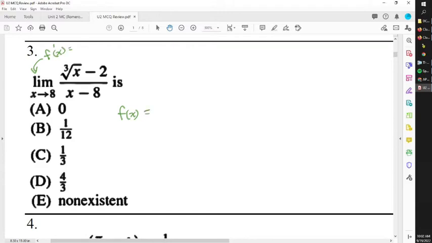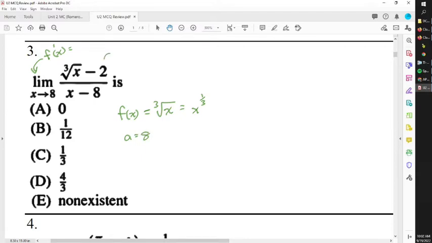X to the power of 1/3. Yeah, I'm going with the third root of x, or x to the power 1/3. I like that too. So this is the same thing as x to the power 1/3. And then what is my a? 2. No, it's not 2. It's 8.